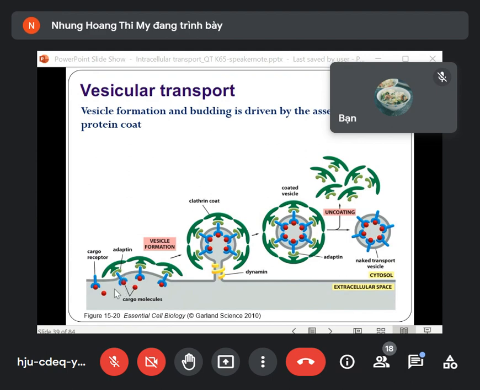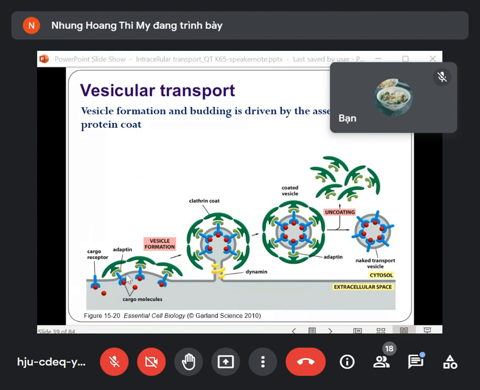So this complex, the cargo and the receptor, will be captured by the adaptin protein. And this adaptin, when it binds to the receptor here, also binds to the clathrin. So this clathrin molecule will bind to the cytosolic surface of the membrane at this site. And when more clathrin binds to this side of the plasma membrane, they induce the budding of the membrane at this site.